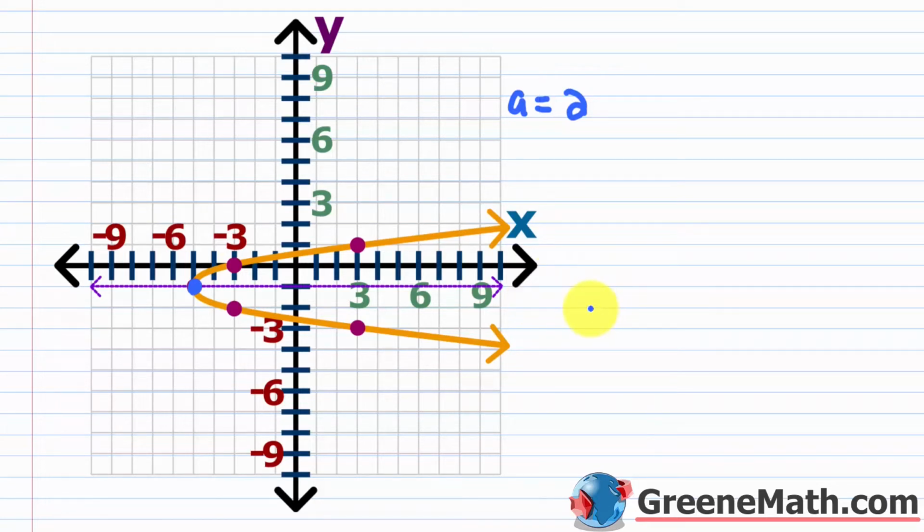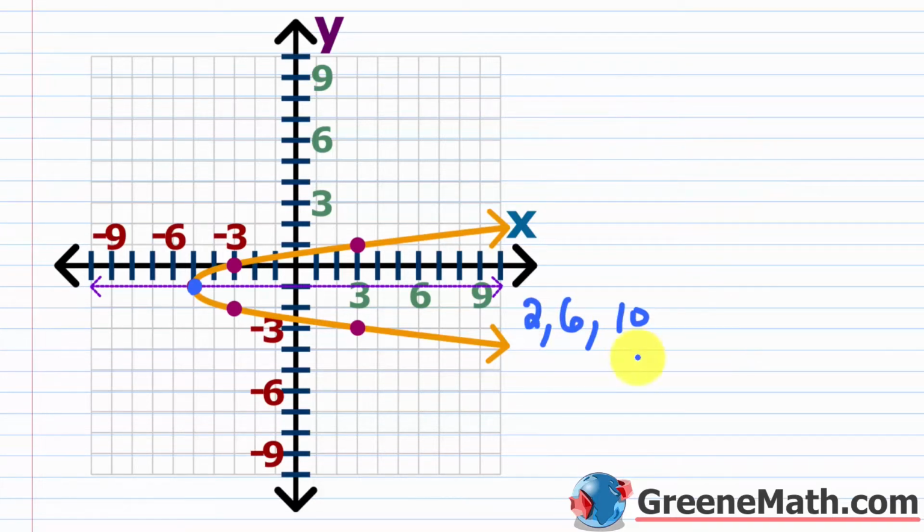So now, we've plotted our vertex. Again, that's negative 5 comma negative 1. What we want to do now is use that step pattern. So remember, it's that 1, 3, 5, 7, 9, so on and so forth. So what we do is we multiply our a value by each one of these. So 1 times 2 is 2. Then 2 times 3 is 6. Then 2 times 5 is 10. And we don't need to keep going because we're not going to be able to get all these points in.